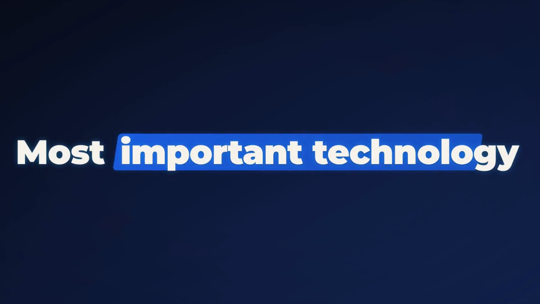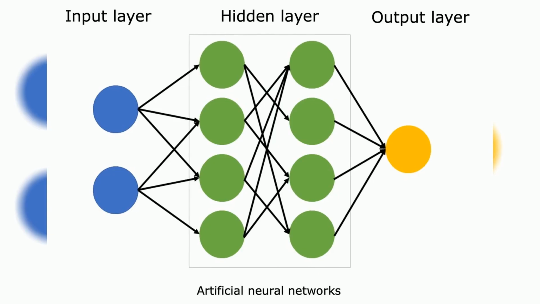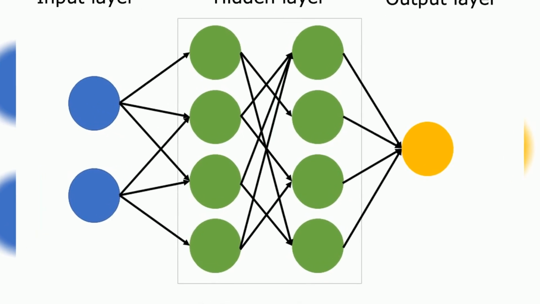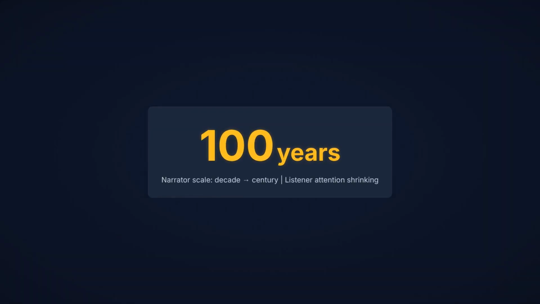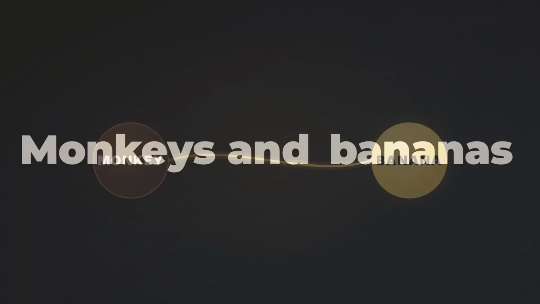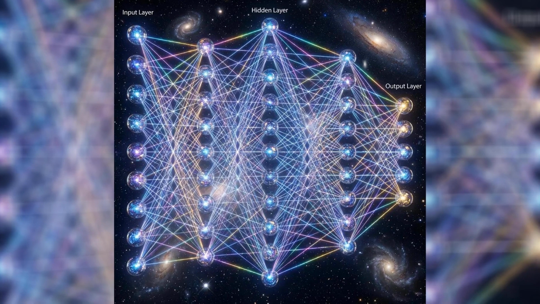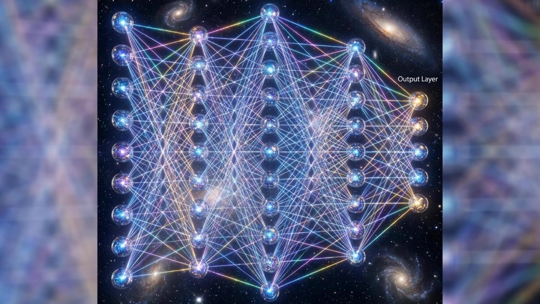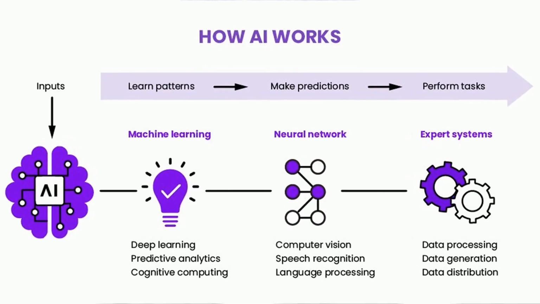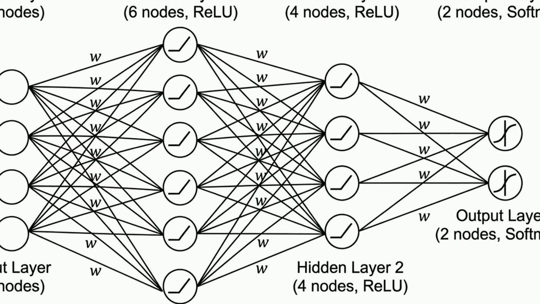I remember thinking, this is the most important technology of the decade, maybe the century, and the standard explanation is essentially designed to make people stop listening. So I want to try something different. I want to explain neural networks with monkeys and bananas. And I want to do it in a way where, by the end, you'll actually understand what is happening inside these systems. Not metaphorically, not vaguely, but structurally.